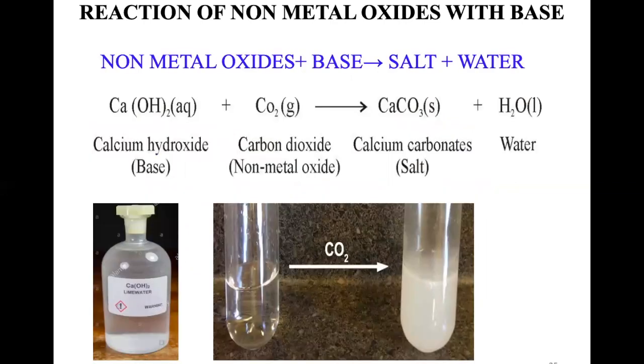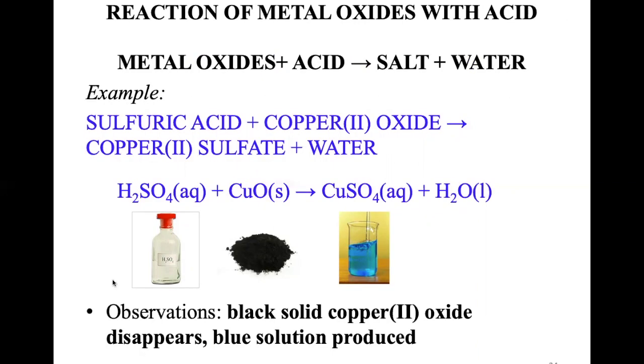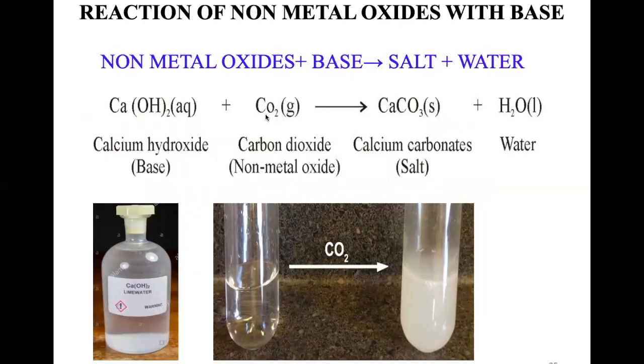Let us take the example of a non-metal oxide. In the metal oxide, copper is a metal, so it is a metal oxide. Let us go to the non-metal oxide. Non-metal, put capital O over here. So CO2, carbon dioxide. Carbon is a non-metal, and with oxygen it is a non-metal oxide.